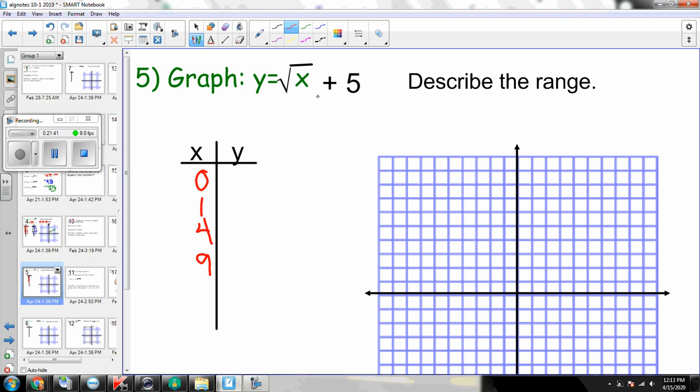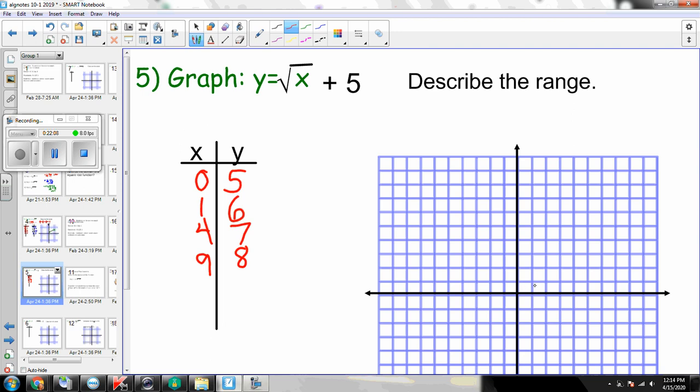So if I put in 0, the square root of 0 is 0, plus 5 would give me 5. If I put in 1, the square root of 1 is 1, 1 plus 5 is 6. When I place 4 in for x, the square root of 4 is 2, 2 plus 5 is 7. When I put 9 in for x, I'll have the square root of 9, which is 3, 3 plus 5 is 8. So those are points on my graph.